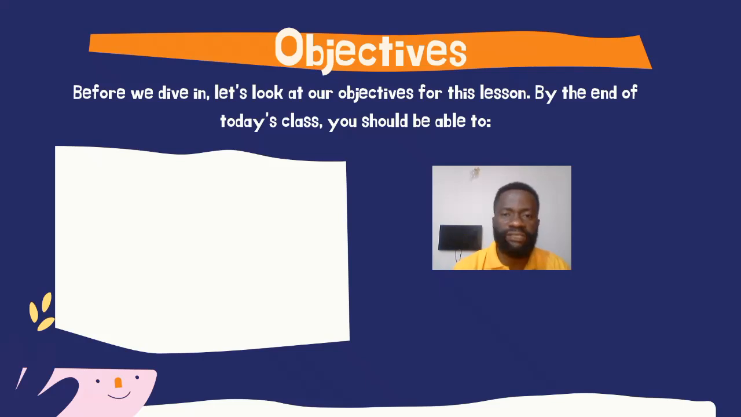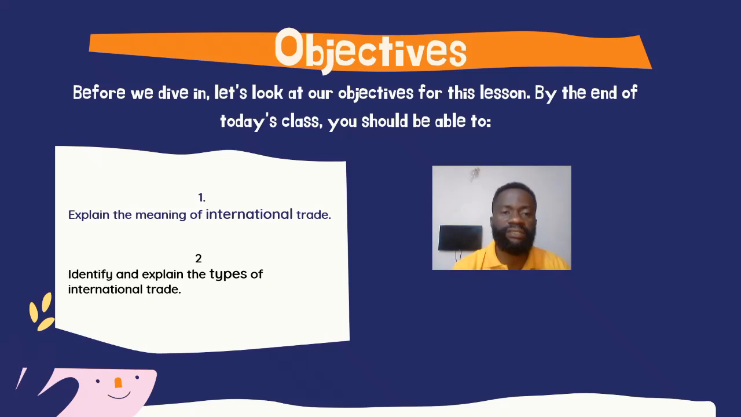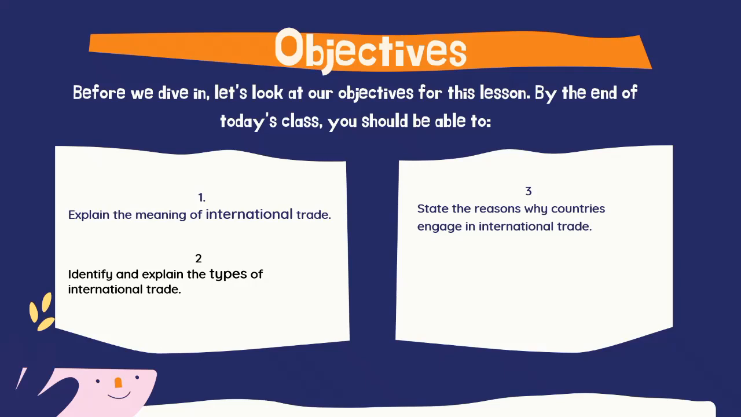By the end of today's lesson, you should be able to explain the meaning of international trade, identify and explain the types of international trade. Also, you should be able to state the reasons why countries engage in international trade. And lastly, you should be able to discuss the barriers of international trade.